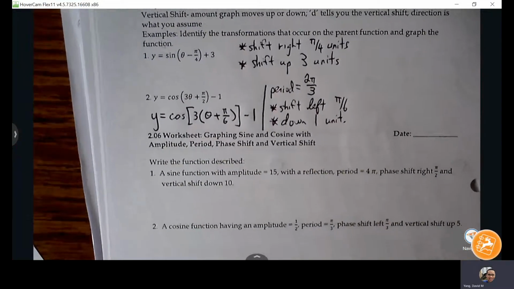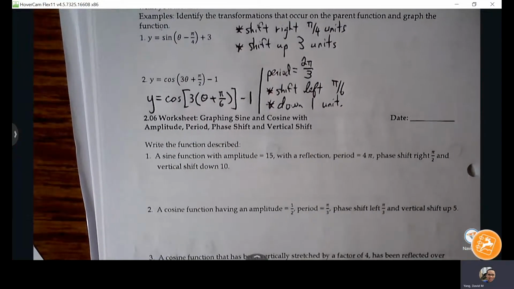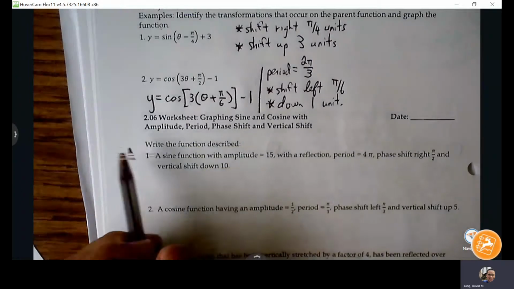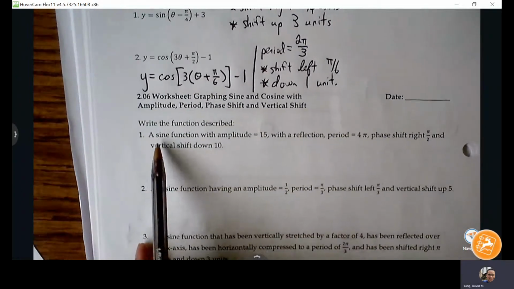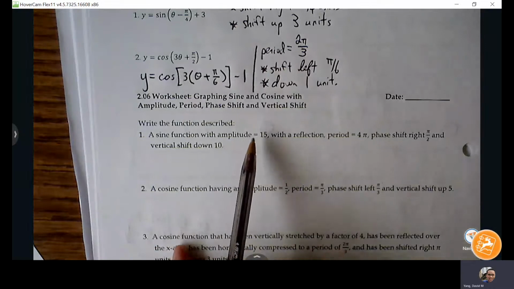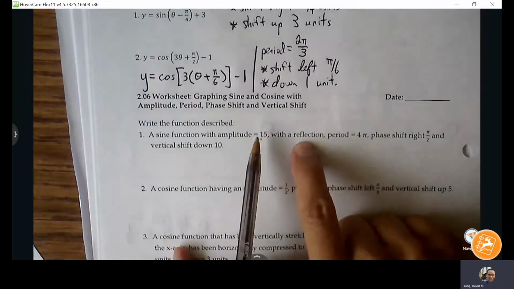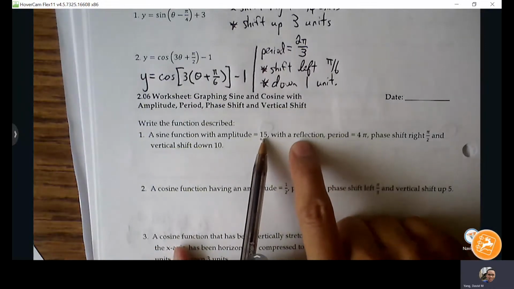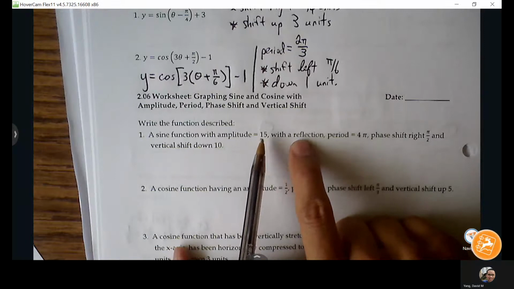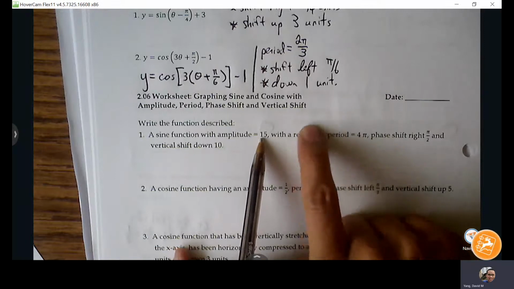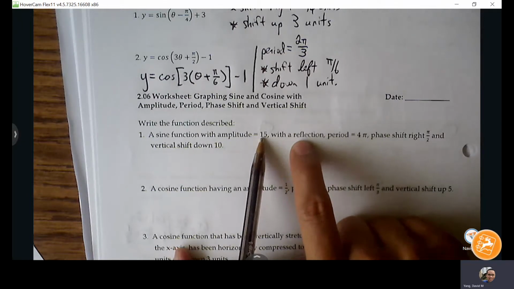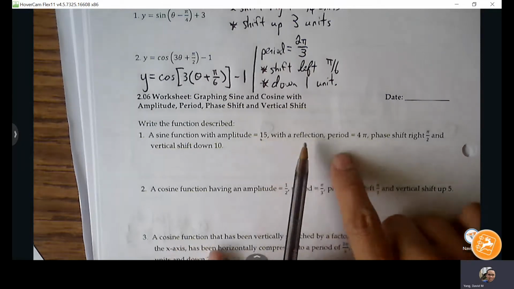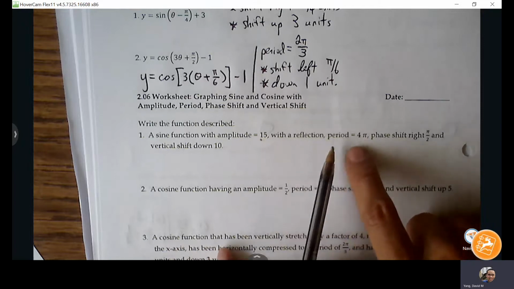All right, let's practice writing out our function just by the description provided. So number 1, it says a sine function with amplitude of 15 with a reflection. So what is that going to do here? A is going to be what? 15, but then reflection means what's going to happen with our a value? Negative, right? Negative 15. Okay, so we'll handle that later, or if you want to start working it.